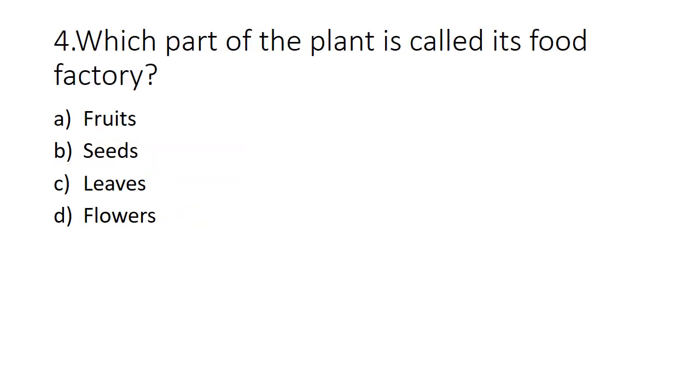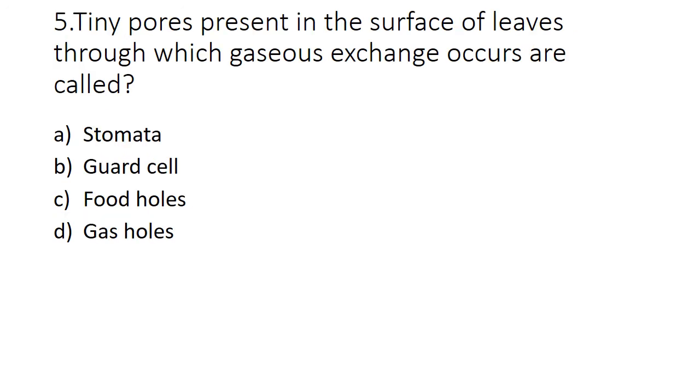Which part of the plant is called its food factory? A. Fruits, B. Seeds, C. Leaves, or D. Flowers. So, the correct answer is option C. Leaves, because in the leaves there is present chlorophyll, and because of the chlorophyll photosynthesis occurs and the food is created. So, we will now move on to the fifth question.